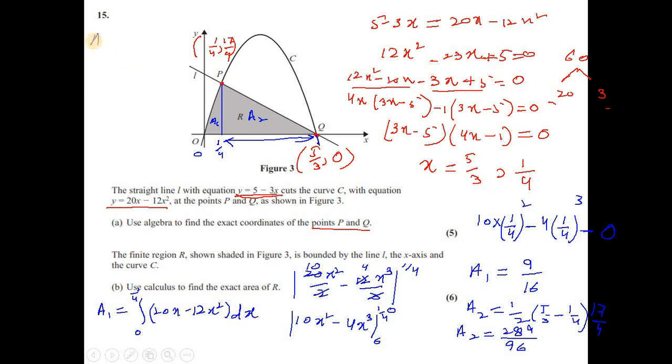So A is equal to A1 plus A2. So A is equal to 343 divided by 96. This is your final answer for the area of the region R.